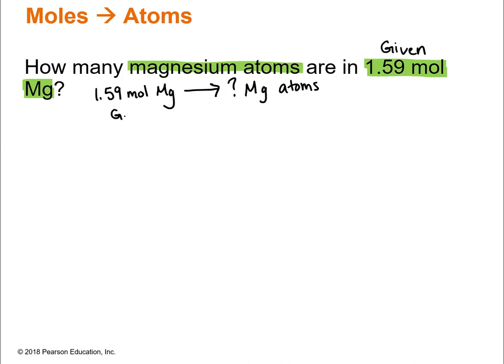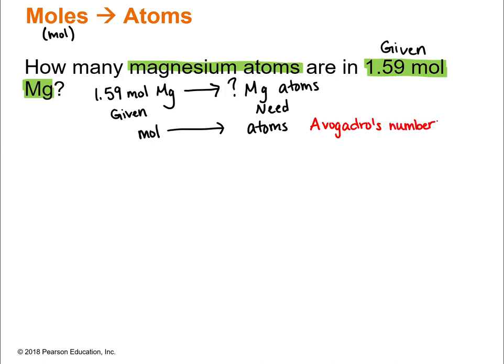So on our given side versus our need side, we've got moles on one side, which is abbreviated MOL, and atoms on the other. So that's our first problem type, moles to atoms. When you're solving this problem type, you need to use Avogadro's number. Throughout the rest of this live session, whenever we use Avogadro's number, I'm going to try to remember to put it in red. If you have access to color pencils or markers or highlighters or anything like that, that would be helpful, because you can kind of color code along with me.